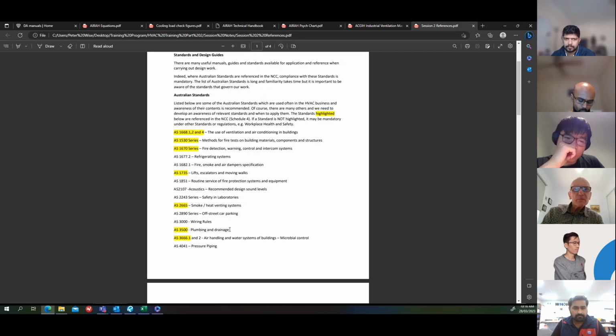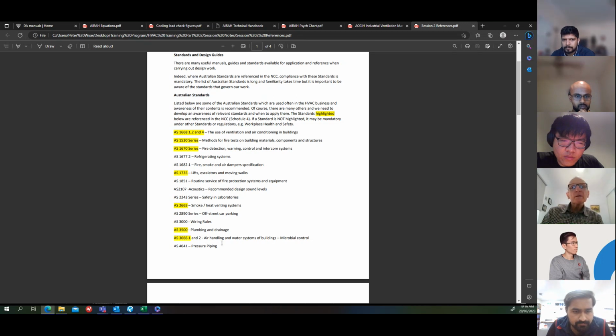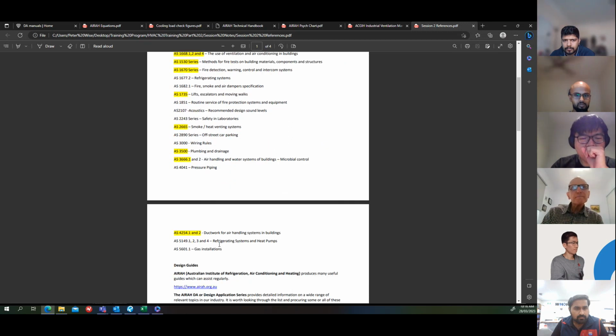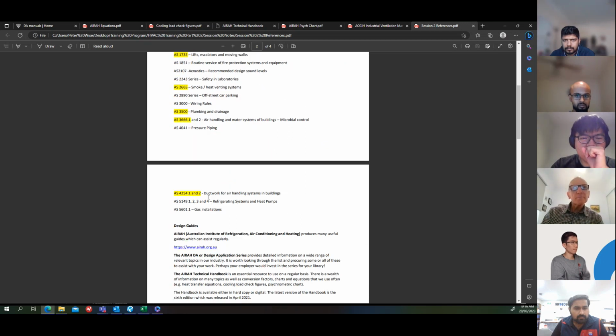AS3500 plumbing and drainage. It's really for hydraulics, but there's things in there that affect mechanical as well. AS3666 part 1 and 2 is important for microbial control. We've got drains and we've got cleaning of systems and keeping air conditioning systems clean. That's all covered under this standard. Pressure piping, well, you don't really need it, but I'll just put it in there.